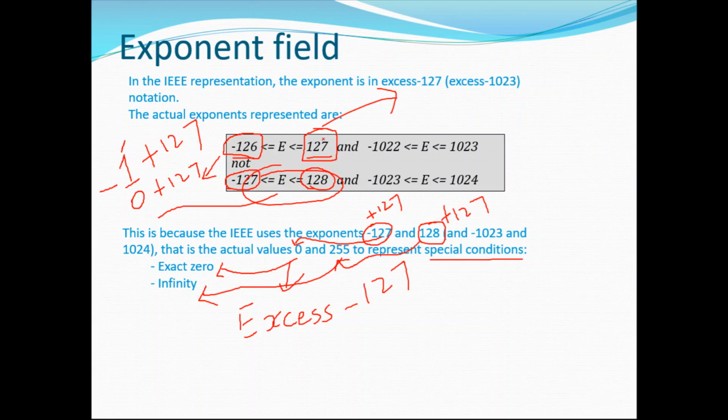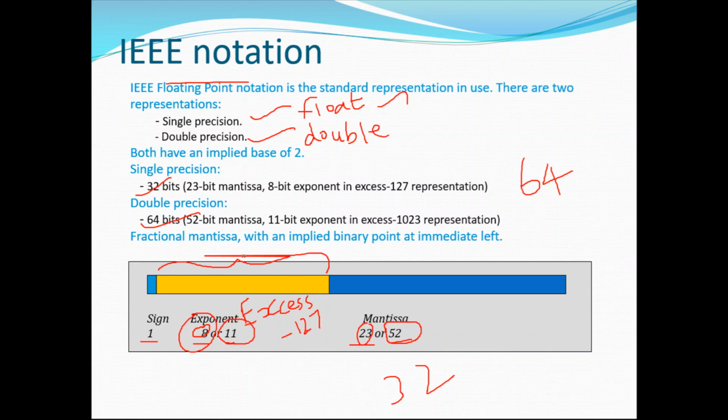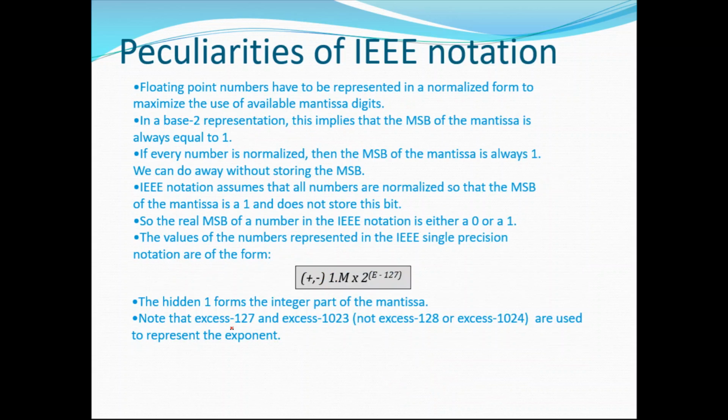Similarly, this is for 32-bit numbers. For 64-bit numbers, this is the range. The actual range is from minus 1023 to 1024, but it takes from minus 1022 to 1023, that is, it uses the 11-bit exponent.